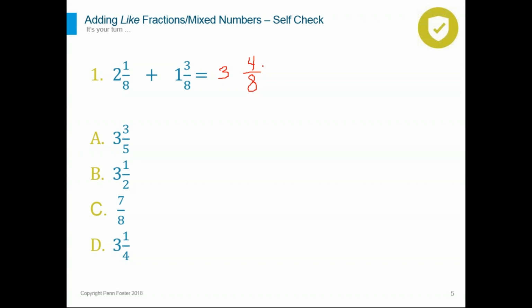What is the common factor between 4 and 8? Use your knowledge of the multiplication table. Divide over 4 and divide over 4. Do not divide the 3 over 4, just the fraction. We're trying to reduce the fraction. Equals 3 and 1 over 2. So the answer is 3 and 1 over 2, which is B.